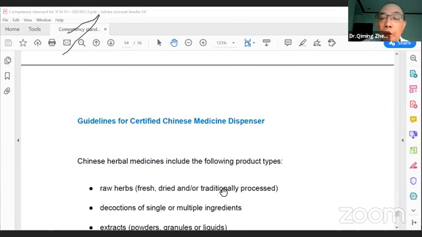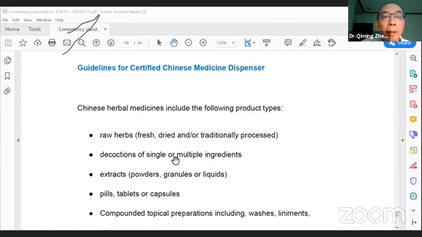Next, I give a very short time for the guidelines for certified Chinese medicine dispenser. We can suggest to give certification to those pharmacists who work in the TCM pharmacies. So those are pharmacists who work in the TCM pharmacy, or the helpers or workers or staff who work in the TCM or Chinese medicine drugstore, as the basic requirement.